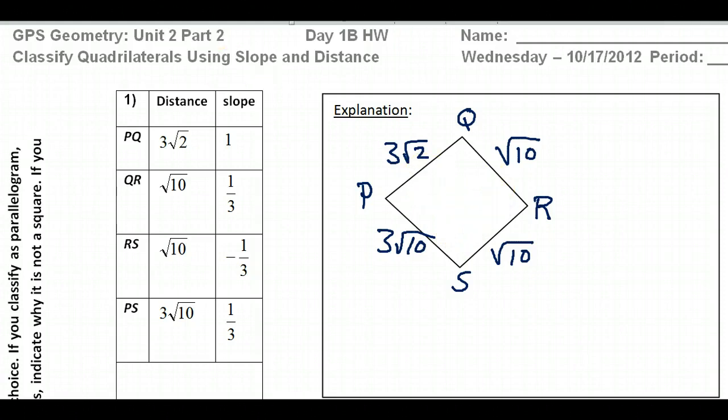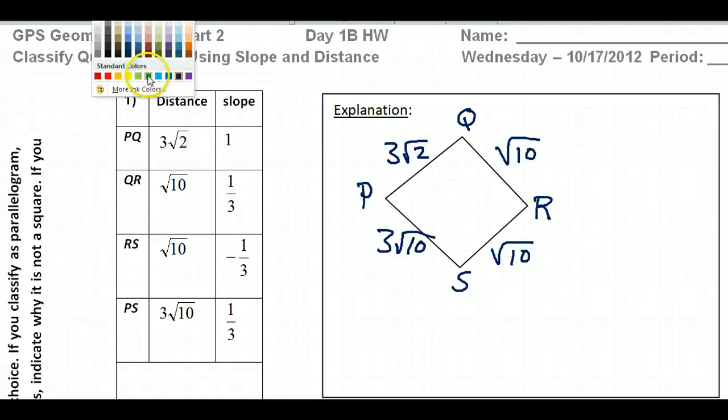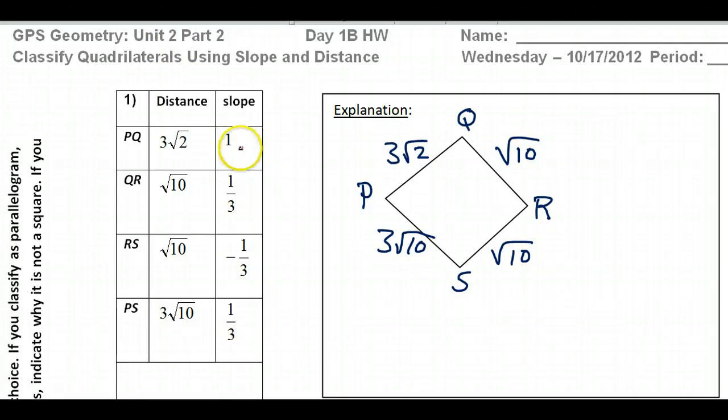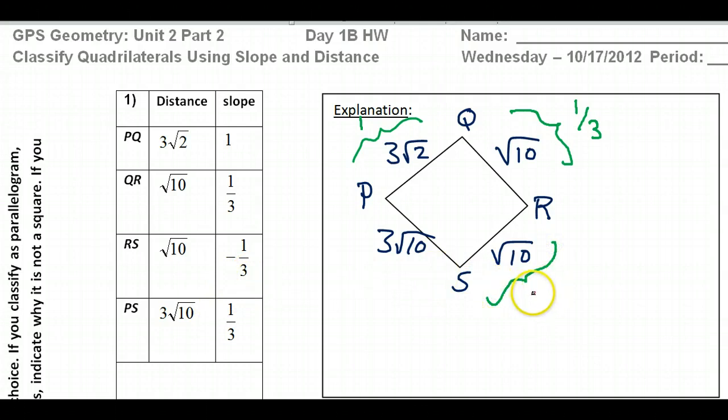Also keep in mind the slopes. I'll do that in a different color. I'll do that in green. So side PQ has slope 1. QR has slope 1/3. RS has slope -1/3. And PS has slope 1/3. Okay, so I have the lengths of all the sides and I have the slopes of all the sides.